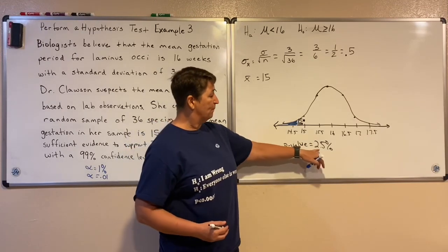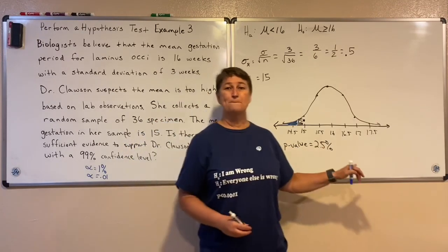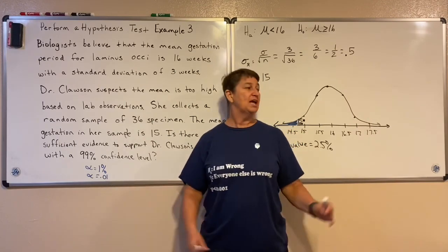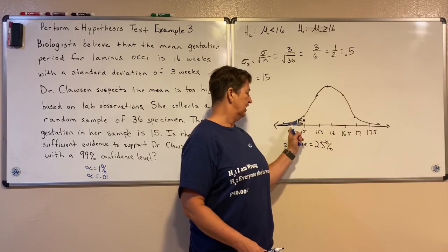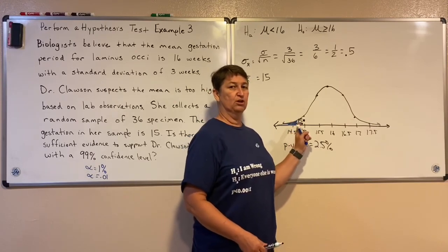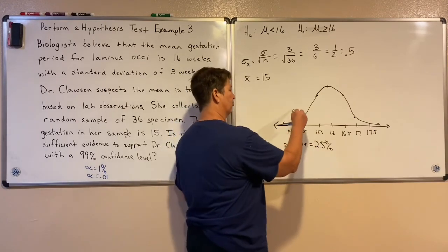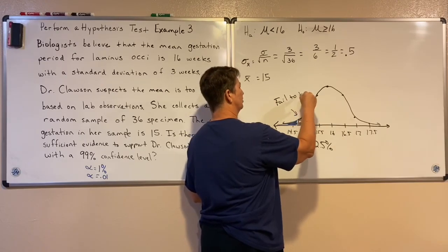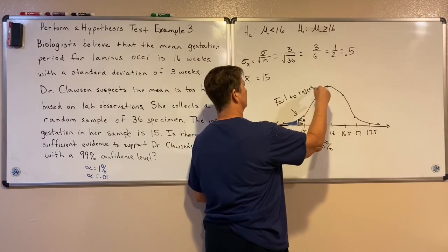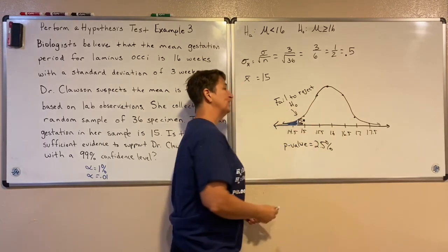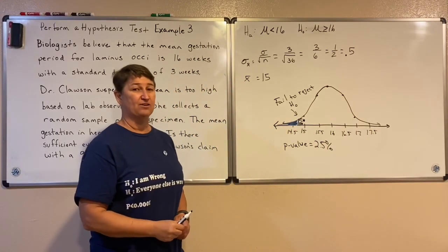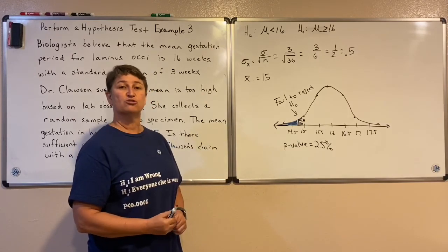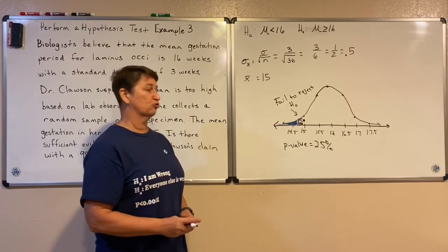Well, notice that p-value is bigger than our level of significance. It does not fall in our rejection region. So since it does not fall in our rejection region, we're going to fail to reject the null. In other words, we did not collect enough evidence to show that Dr. Clausen's theory was correct, that her hypothesis was correct.